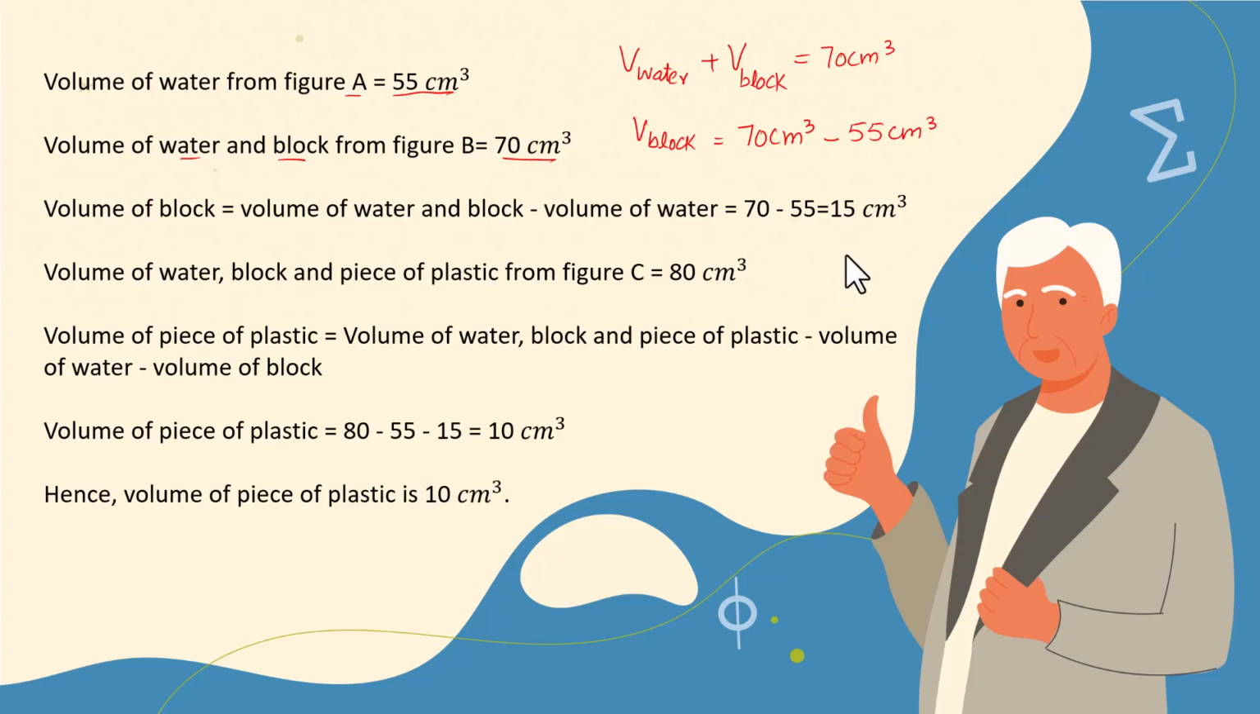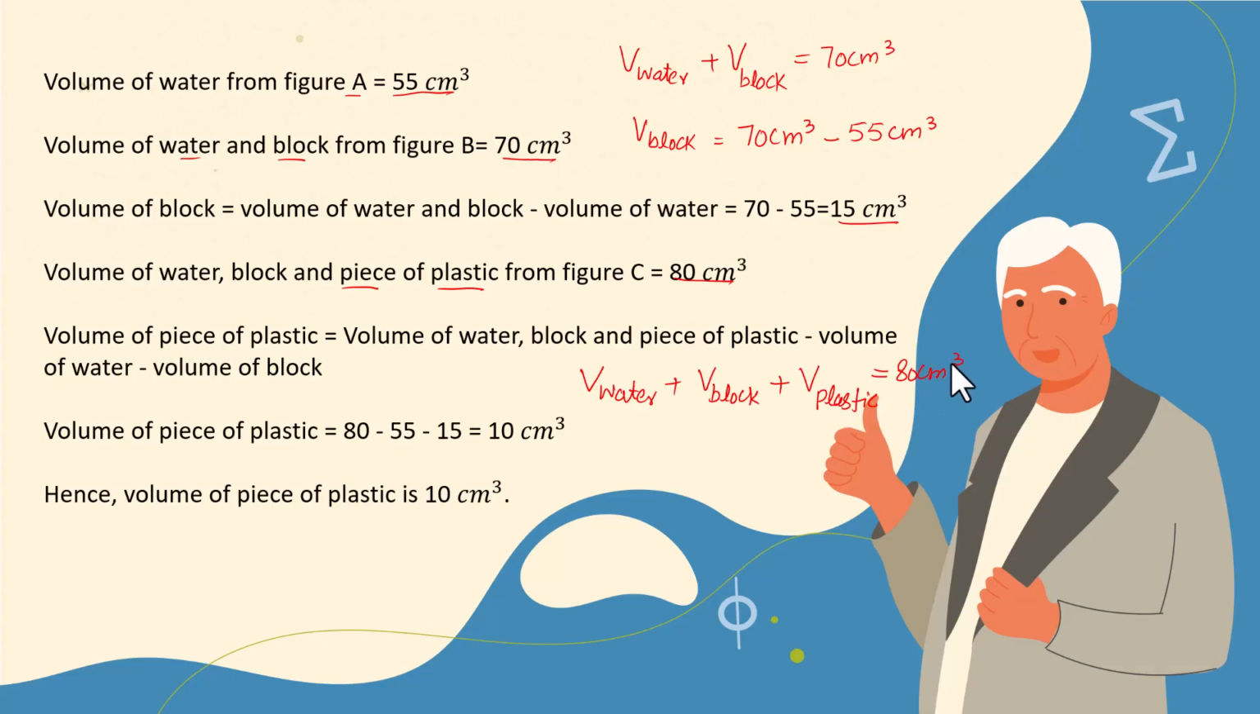Then you get the volume of the block, which comes to be 15 cubic centimeters. From figure C, the volume of the water, block and the piece of plastic is 80 cubic centimeters. Then again write together the volume of water plus volume of block plus volume of plastic piece. It's given 80 cubic centimeters.